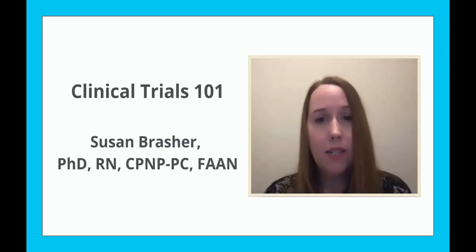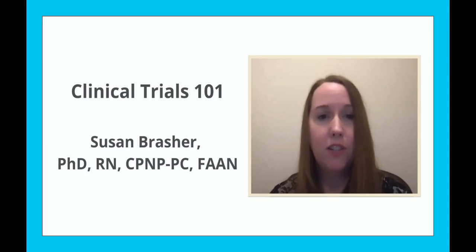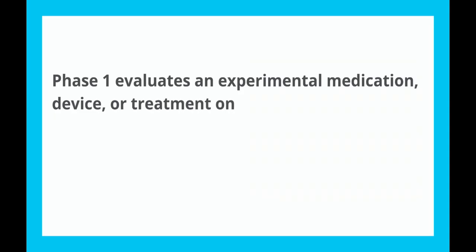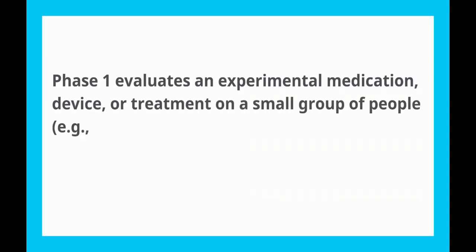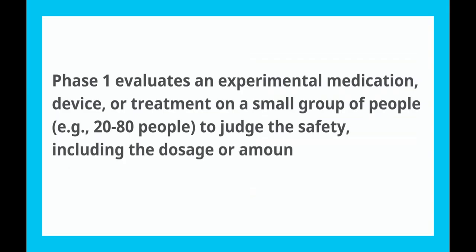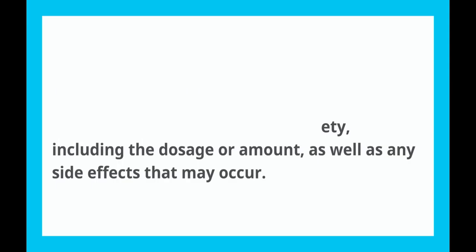Clinical trials are conducted in phases, commonly referred to as phase 1 through phase 4, allowing researchers to determine if a medication, device, or intervention is safe and effective. Each phase of a clinical trial has a different purpose. Phase 1 evaluates an experimental medication, device, or treatment on a small group of people, such as 20 to 80 people, to judge the safety, including the dosage or amount, as well as any side effects that may occur.